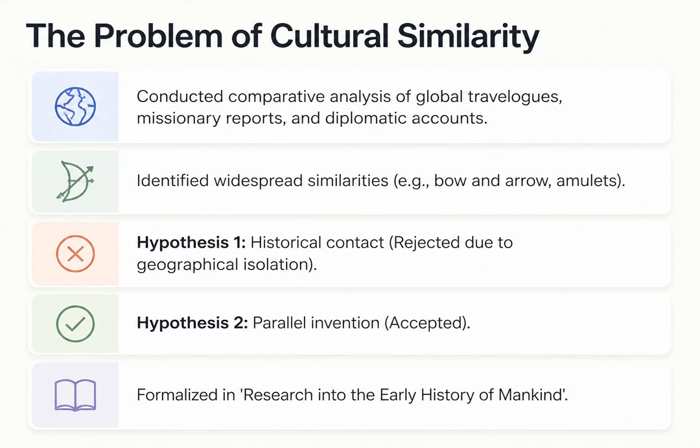After returning to Britain, Tylor immersed himself in a systematic comparative reading of accounts written by travelers, missionaries, and diplomats. He consistently found that cultures in Mexico shared specific traits, like the use of the bow and arrow or wearing protective amulets, with cultures in Africa, Australia, and India. To solve this analytical problem, he proposed two hypotheses. The first was historical contact, meaning these groups somehow communicated. He rejected this as impossible given the vast geographical distances. By process of elimination, he arrived at his second hypothesis, parallel invention. Different peoples, independently and without contact, arrived at the exact same cultural solutions to the same human problems. He formalized this in his work, Research into the Early History of Mankind.